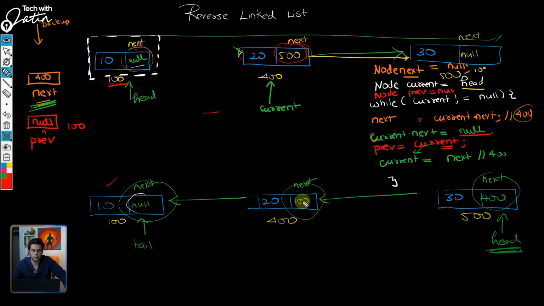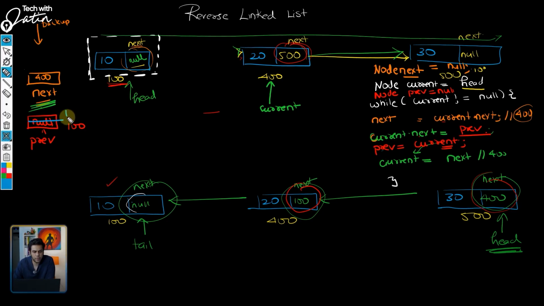Current dot next has to take the values of the previous nodes. So remove this null and put previous over here. The program is solved. Yeah, it is solved. Observe carefully. Over here, before it goes to the next node, we are saying previous equal to current.